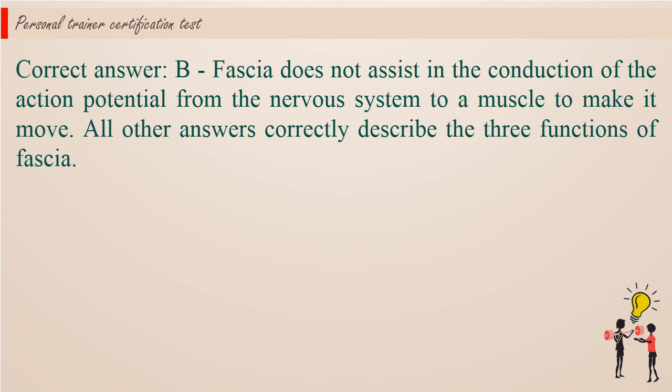Correct answer, B. Fascia does not assist in the conduction of the action potential from the nervous system to a muscle to make it move. All other answers correctly describe the three functions of fascia.